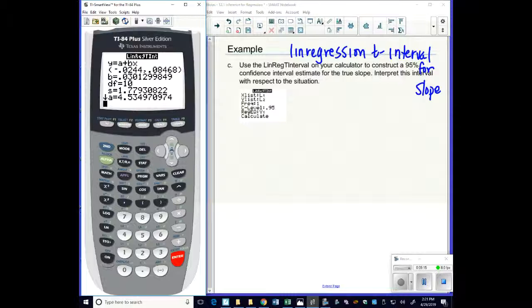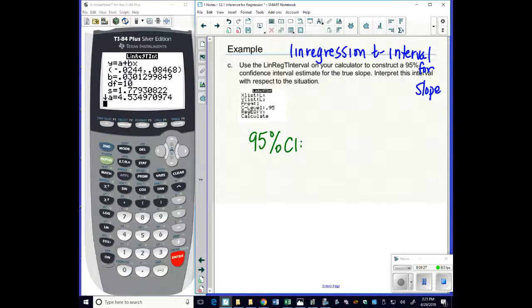Okay, and so you'll see your calculator will give you the slope. It gives you the estimate of slope is 0.03, which is what we knew. I can go ahead and state my confidence interval. So it's a 95% confidence interval for slope, and it goes from a negative 0.024 to a positive 0.085. And this is in dollars per minute. Remember, we're dealing with the slope, so I'm going to go ahead and just put my units, dollars per minute.